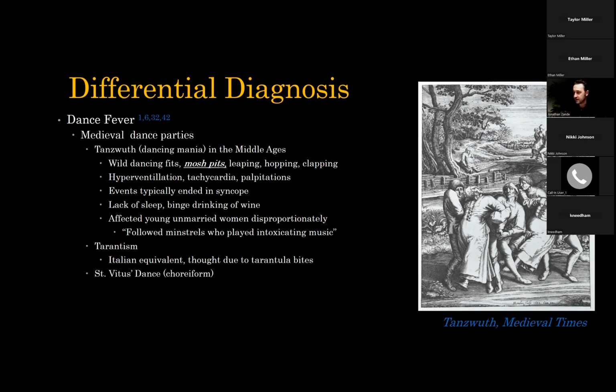Hopping, clapping along, hyperventilating, getting tachycardic, palpitations. They would often faint. A lot of them hadn't slept in a while. They were maybe binging on wine. It did tend to be young unmarried women who followed people around. But this was a very well documented phenomenon, and people weren't sure back then: are these seizures? Are these just something else that's happening?